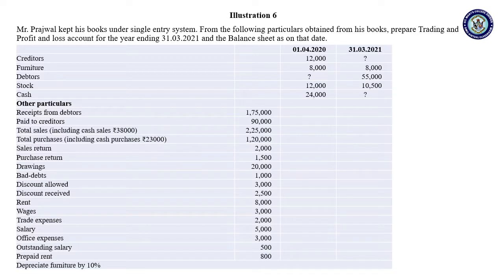So 4 columns, information under 4 columns. First column particulars and 3 amount columns. In that, the third and fourth columns you have to write the dates, that is opening date as well as closing date: 1/4/2020, 31/3/2021.